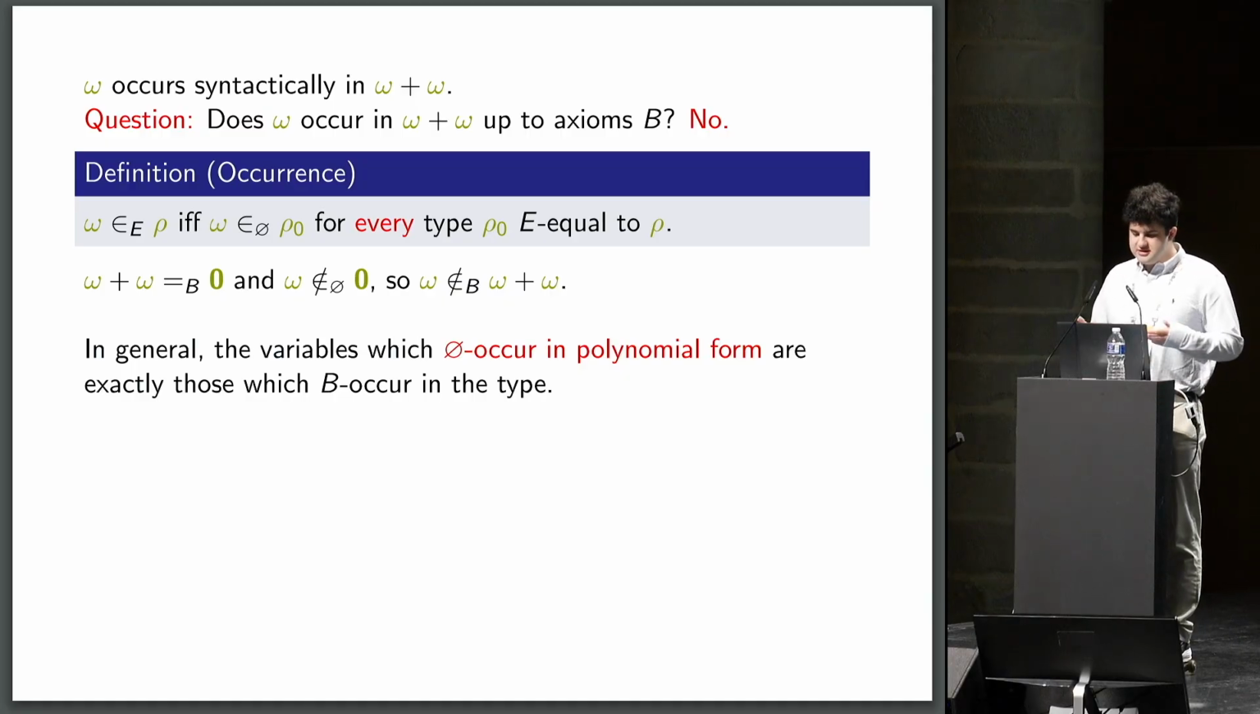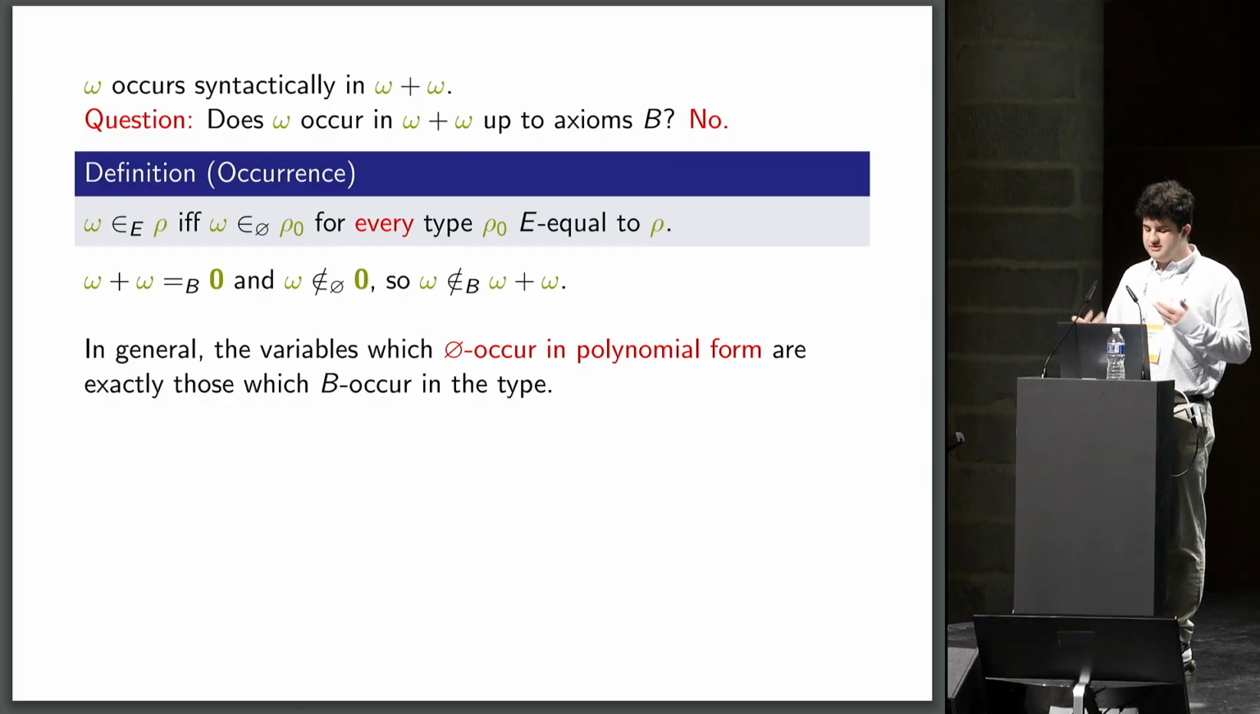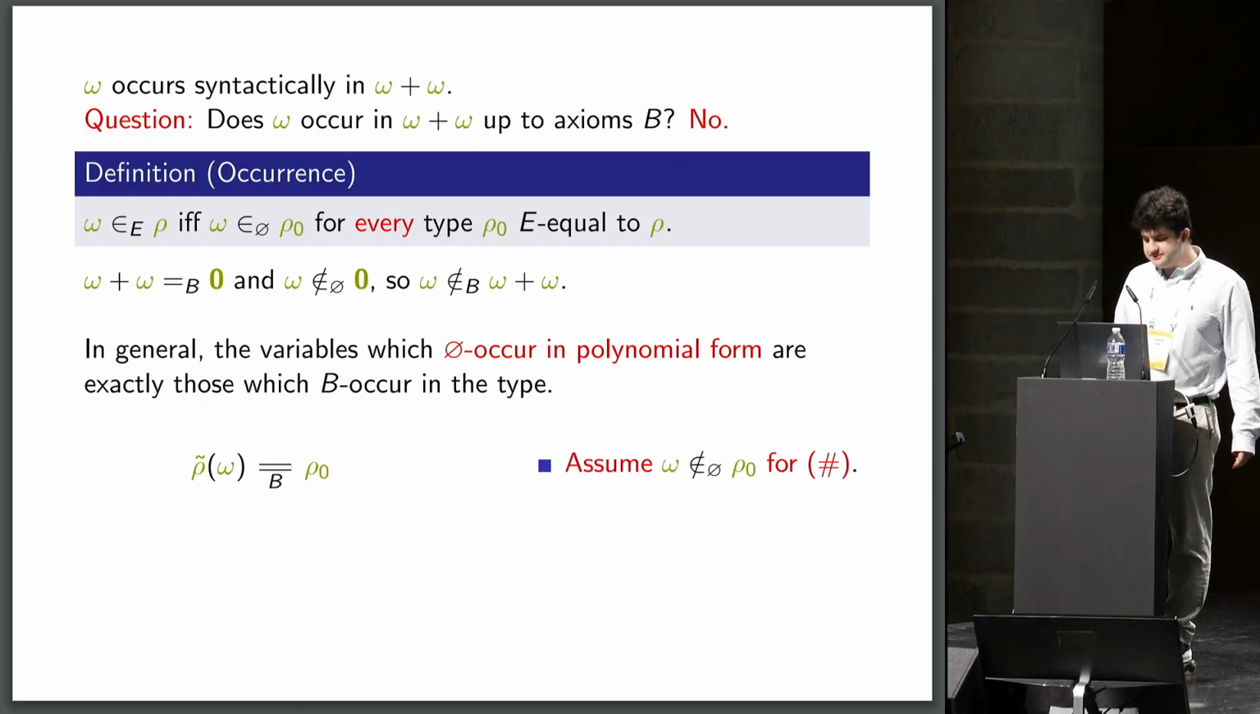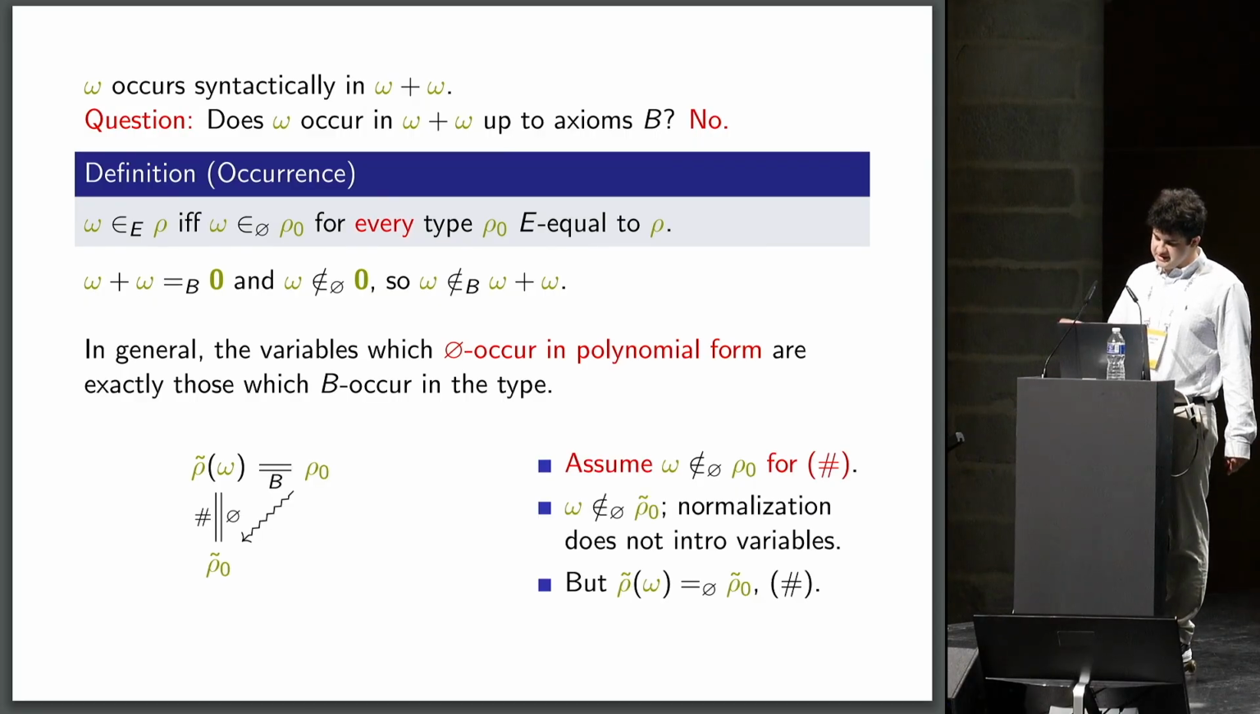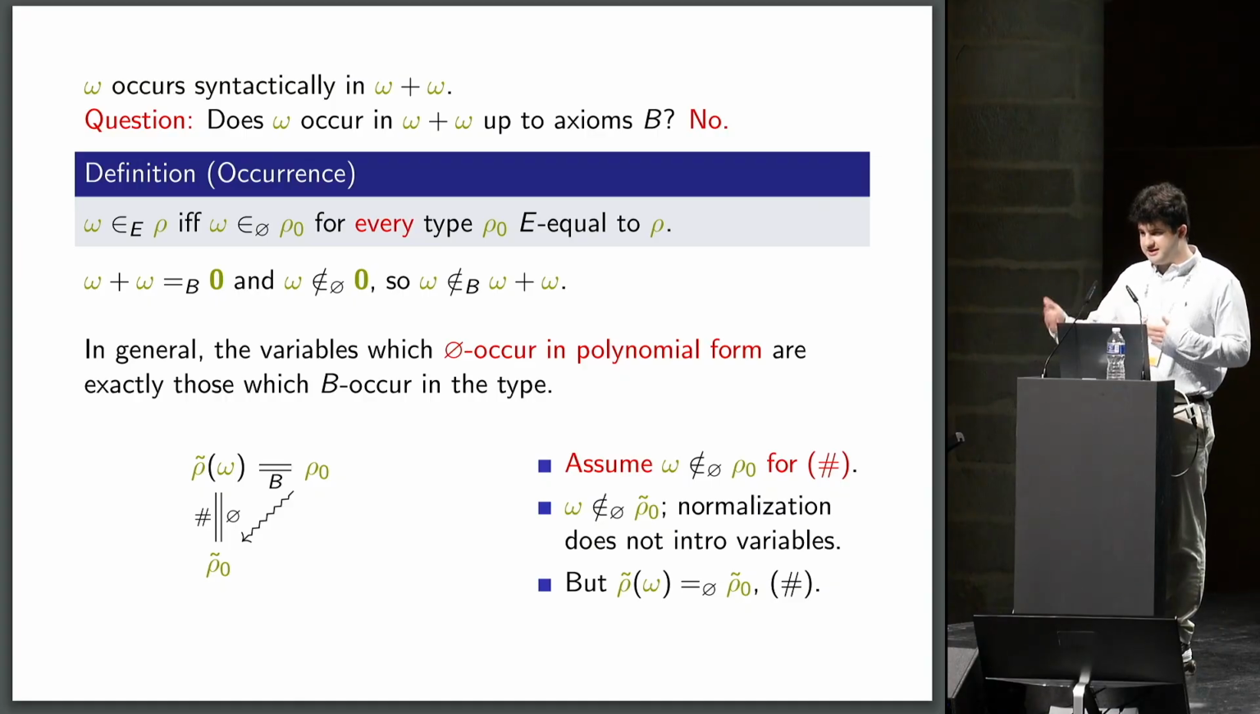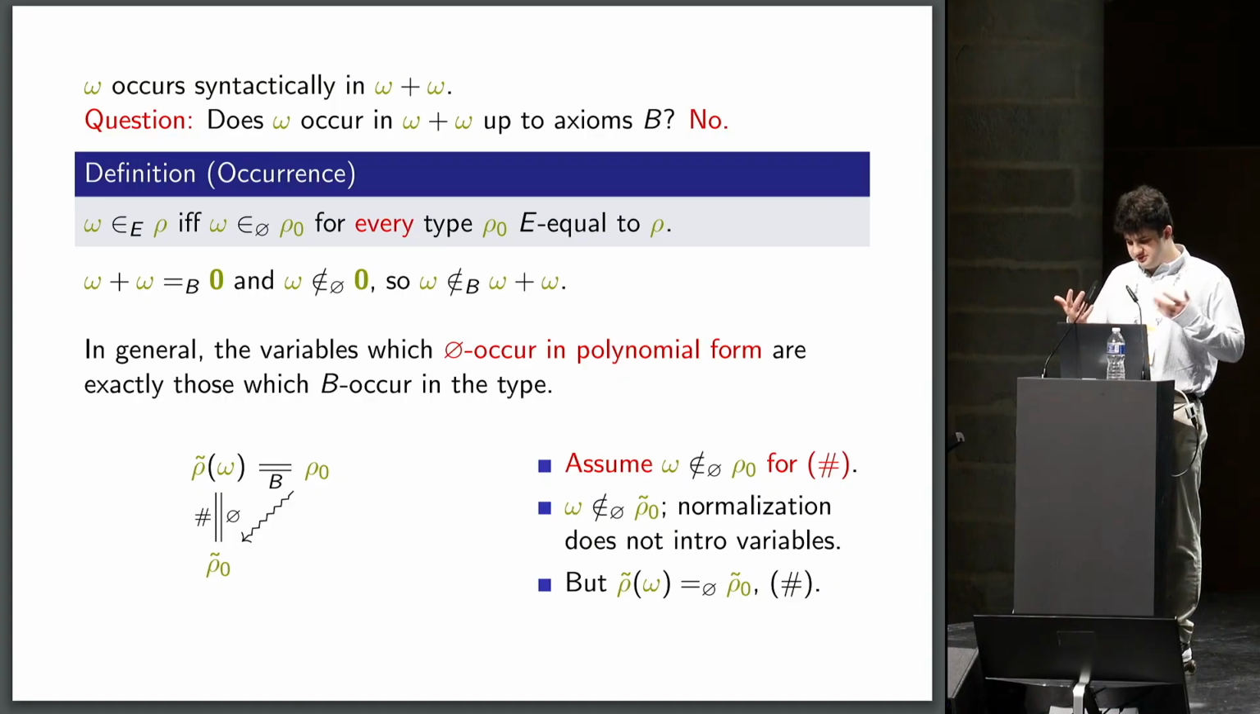Okay. So in general, the variables which occur in polynomial form syntactically are exactly those which occur in the type, right? And there's a proof by contradiction. It just relies on the fact that we have a normalization algorithm that does not introduce new variables.